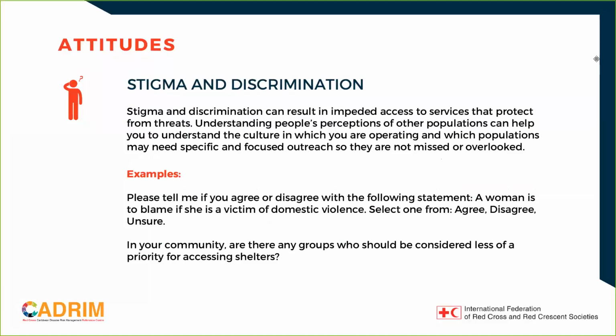So for example, please tell me if you agree or disagree with the following statement. A woman is to blame if she is a victim of domestic violence. And again, we use the scale here. Select one from amount, agree, disagree, unsure. Or another question could be, in your community, are there any groups who should be considered less of a priority for accessing shelters?